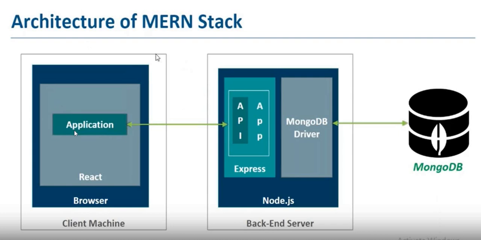While coming to here, this is the architecture of a MERN full stack. By seeing this, you can easily understand. See, this is the client machine. This is nothing but the client side, which is the front end. This is the backend. And this is called MongoDB, which is used to store data. This is the database.